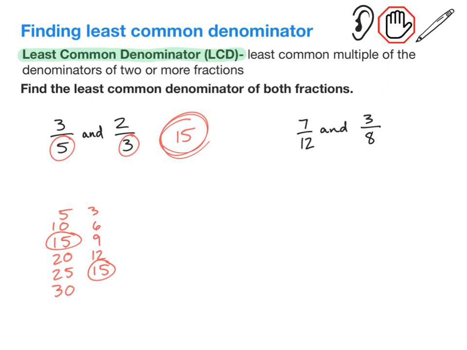Now let's find the least common denominator of 7/12 and 3/8. So I'm looking at the denominators of 12 and 8. So first I'll list the multiples of 12. So 12, 24, 36, 48, 60, and I'll stop there. And because I know that 8 goes into 48 and 8 goes into 24. So now let me list the multiples of 8. 8, 16, 24. So the least common multiple between 12 and 8 is 24. So the least common denominator is 24.